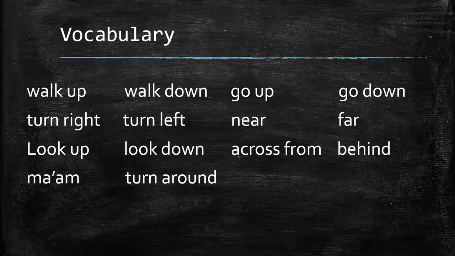Walk up means to walk up, right? Caminar hacia arriba, especially if there is a street that has a slope, una calle que tiene pendiente. Walk down is go walk down. And similar is go up and go down. It's the same, right? Ir hacia arriba, ir hacia abajo. The only difference is that when you say go down, sometimes the street is not necessarily steep downward. Go down or walk down sometimes means avanzar un poco en la cuadra, right?